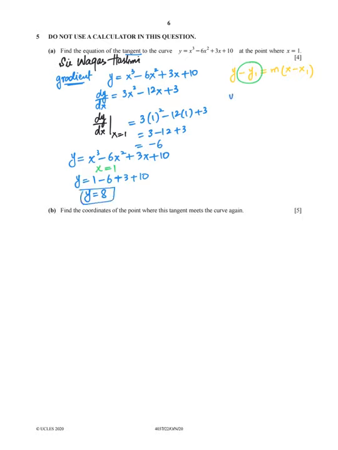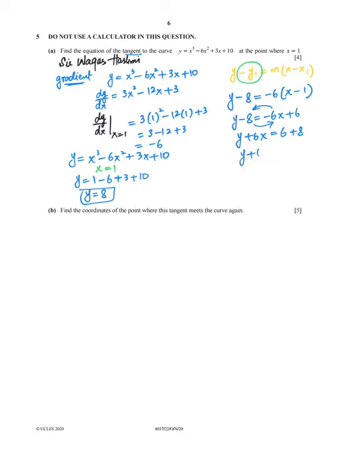Now I'm going to place the value. So y minus y1, which is 8, equals m, which we found out, that is equal to negative 6, times x minus x1, which is 1. So y minus 8 equals negative 6x, positive 6. Y plus 6x, this minus 6x on the left side becomes positive 6x, equals 6. Minus 8 on the right side, it will be positive 8.